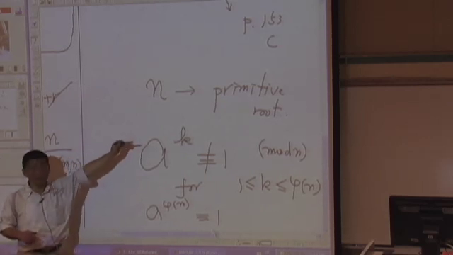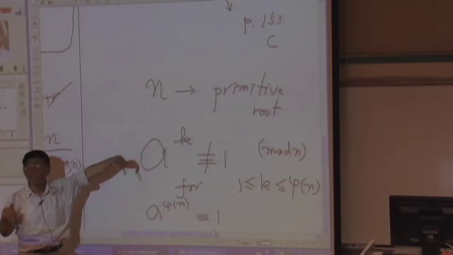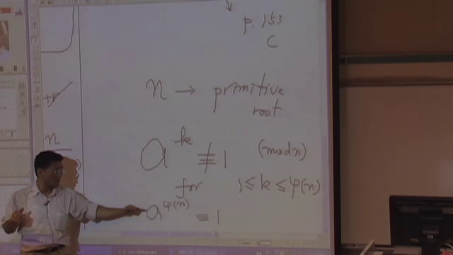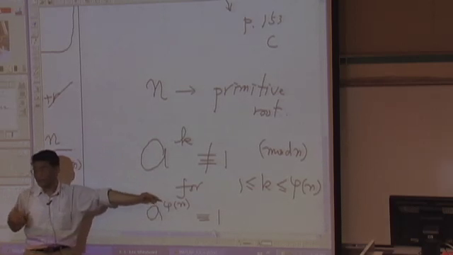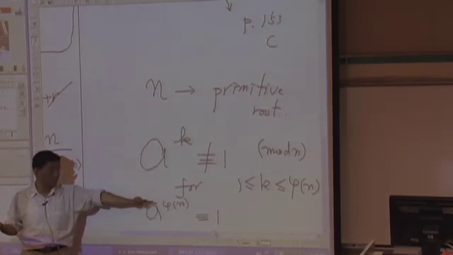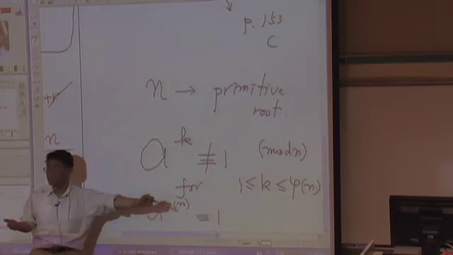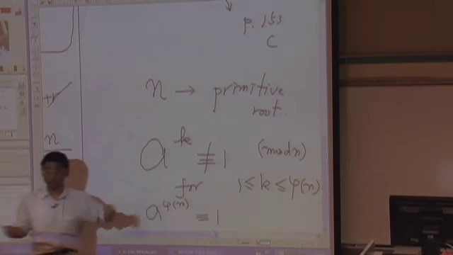That A satisfies this condition: it is not congruent to 1 for any power between 1 and phi of n. The first time that it happens is when the power is phi of n. When n is prime, such as p, then phi of p is p minus 1, so a to the power of p minus 1 is congruent to 1. And it is called primitive.